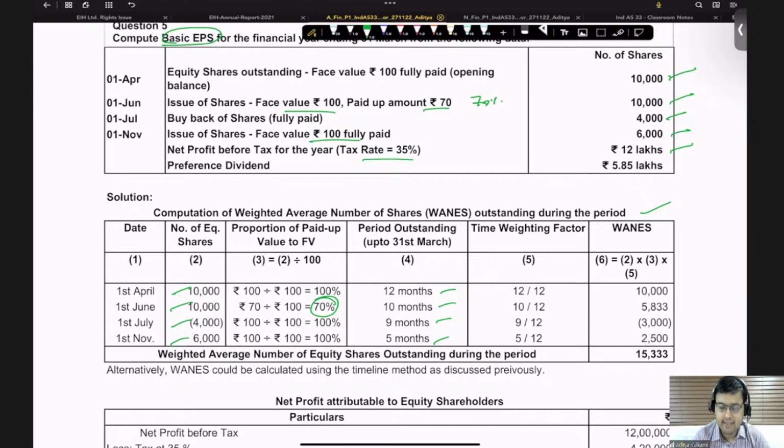You can try the second method right now if you wish to. You should get 15,333. The weighted average is clear.